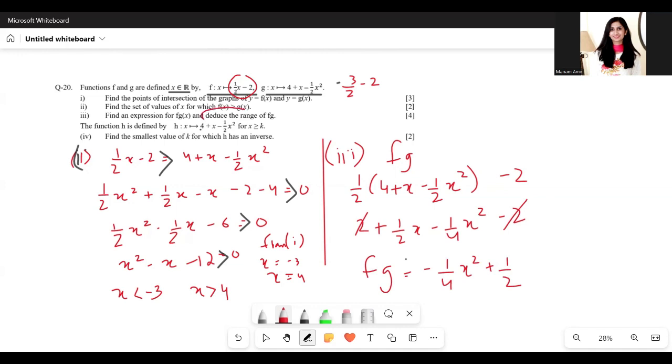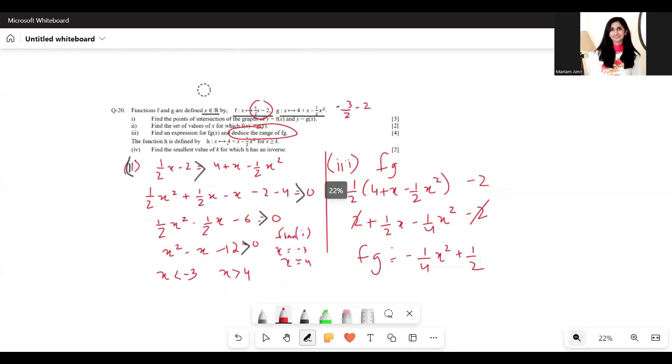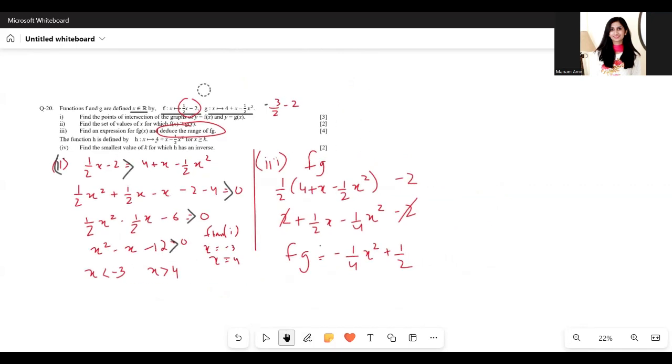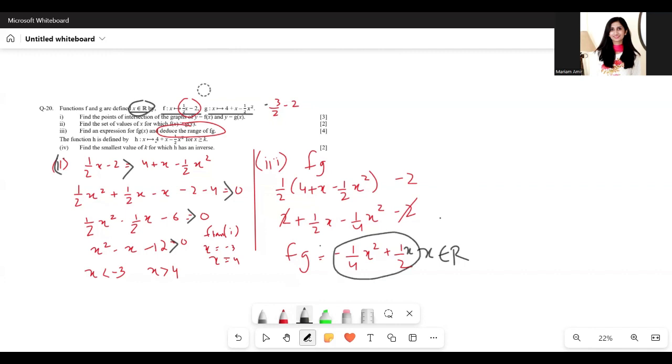And it also says find the range of fg. Okay, so what is the domain of fg? Domain of fg is going to be the domain of g, which is x is an element of real numbers. We can see that from here. Now, since it's a bit confusing what would be the values of y if you're taking all the values of x on the number line, the best way to find the range in this case is by sketching fg.